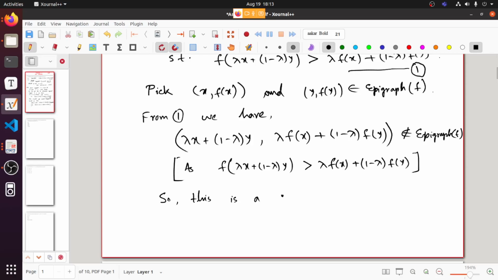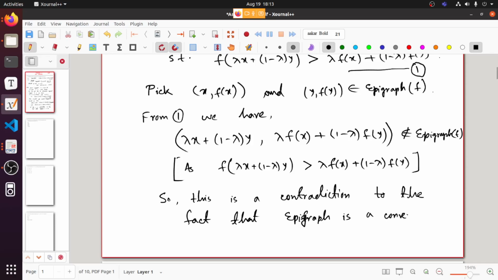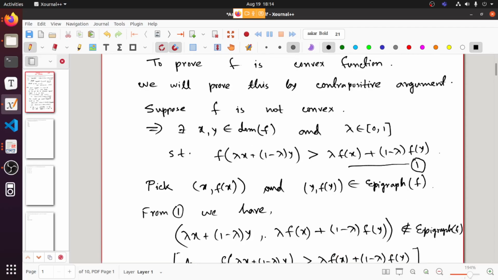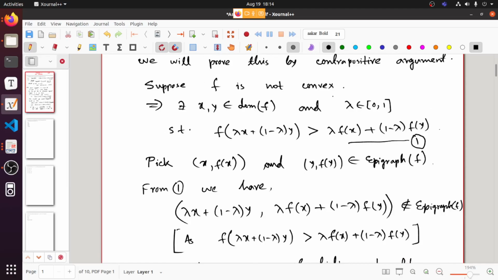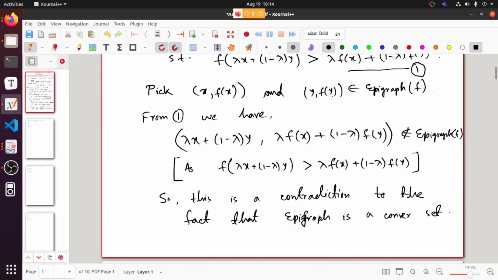So this is a contradiction to the fact that epigraph is a convex set. So our assumption is wrong, which means f is a convex function, right? Because we have assumed that f is not convex and we have come up with a contradiction.